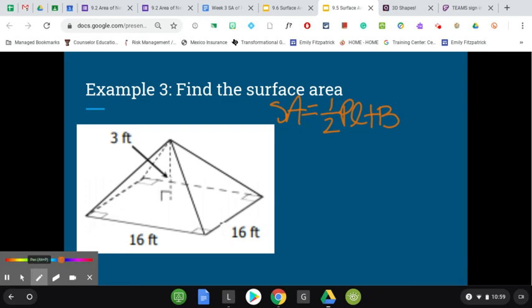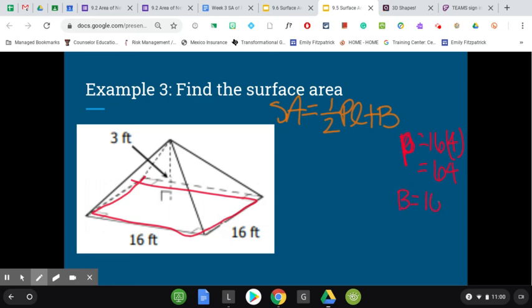Let me change colors real quick. All right, let's find the area of the base. Base is a square. All sides are 16. So we can do 16 times 4, and we should get 64. Sorry, I went out of order. That's not the area of the base, that's the perimeter. I did 16 times 4 because there's 4 sides, same thing as 16 plus 16 plus 16 plus 16. Now let's find the area of the base: base times height. So it would just be 16 times 16, which gives me 256.